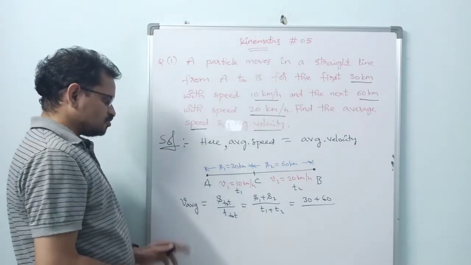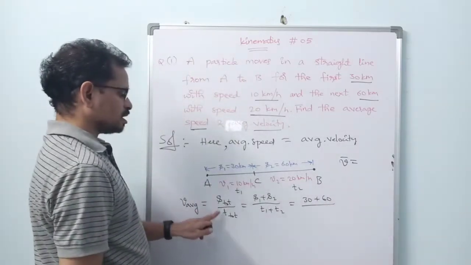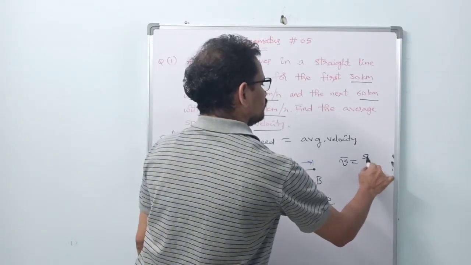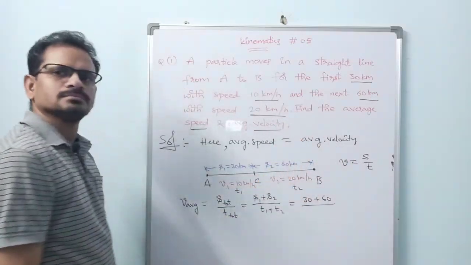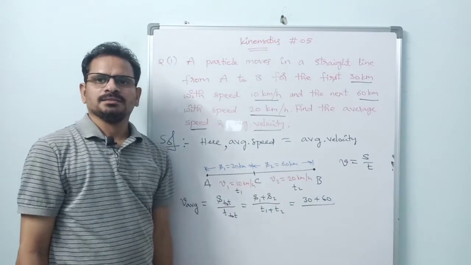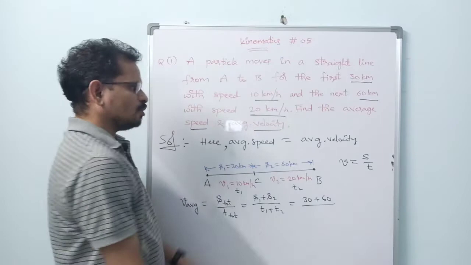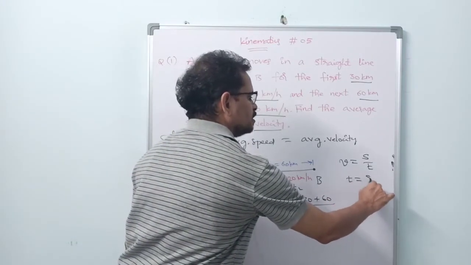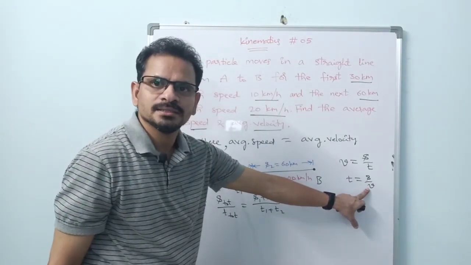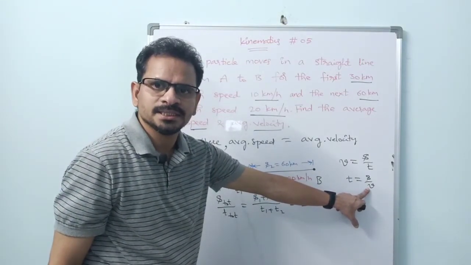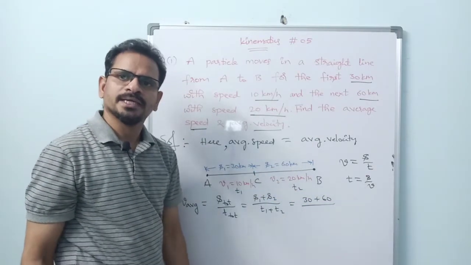So why am I writing this one? V average, because V average is equal to S total by T total. So can I write this one? V equal to S by T. Can I remove this one? So V equal to S by T. Speed equal to distance by time. So what do you want here? You want time, no? So time equal to what? Distance by speed. If speed is constant, then no need to bother whether it is average speed or not. Okay, we can take speed.